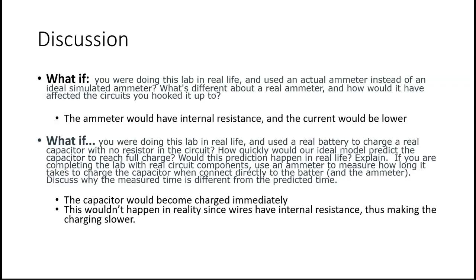So what if we were to do this lab in real life and use an actual ammeter instead of the ideal simulated ammeter? What's the difference about the real ammeter and how would it affect the circuits we hooked it up to? Because we're assuming an ideal environment, we really can't do that in reality because the ammeters would have internal resistance and the current we calculate across the wires would be lower because of the resistance internally in the ammeters.